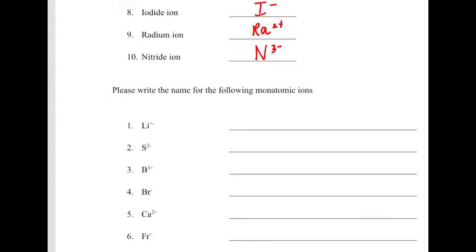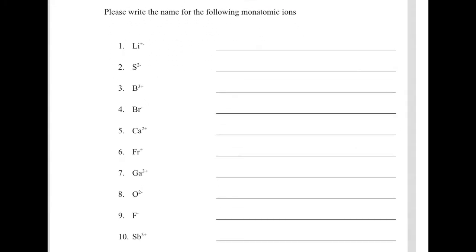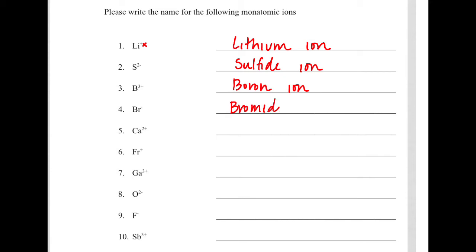Pretty simple. Then the second part of this homework said, please write the name for the following monatomic ions. I don't know why there's a minus there. There shouldn't be a minus there. This is the lithium ion. This is the sulfide ion. This is the boron ion. The bromide ion.